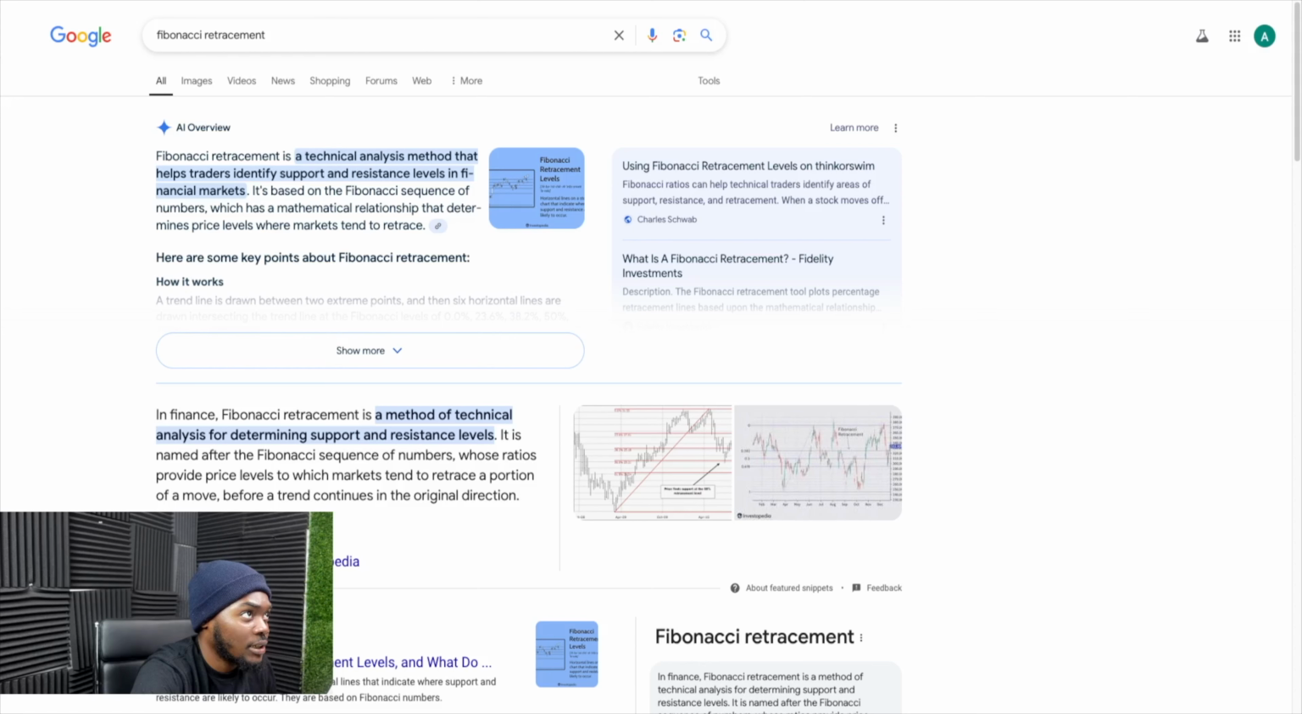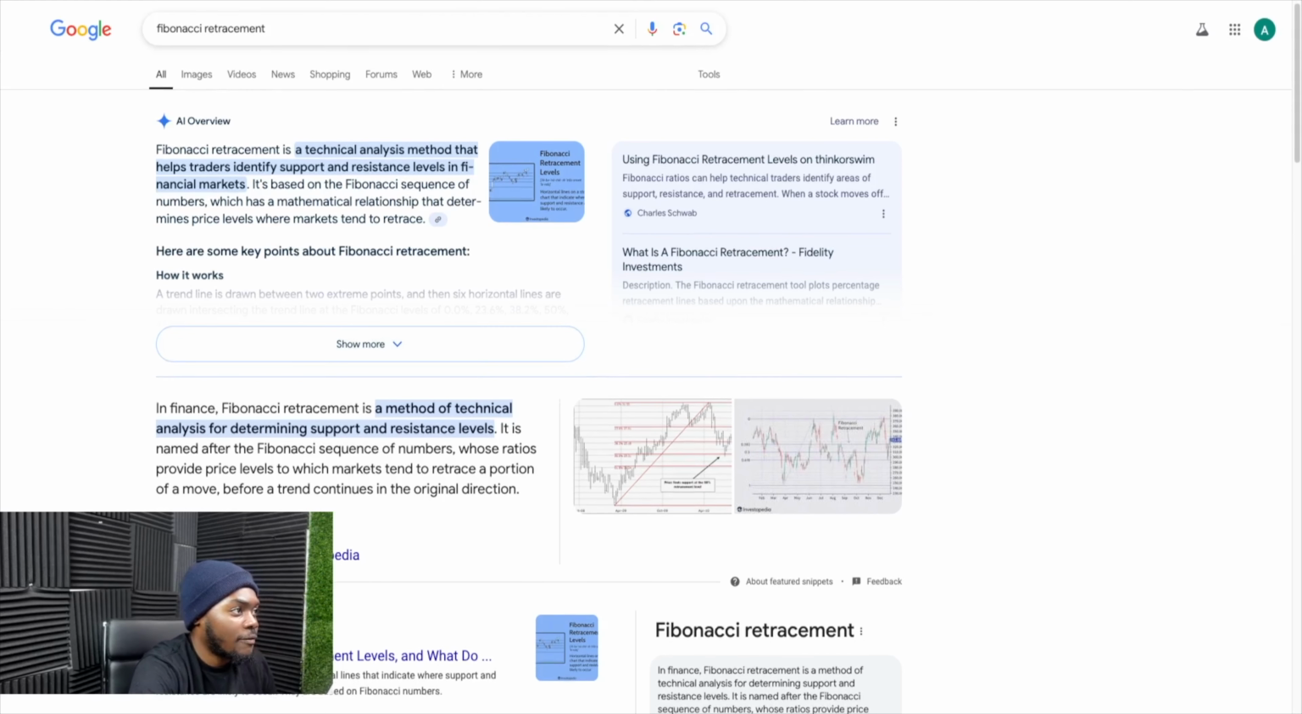If you just Google Fibonacci retracement, it basically says, in finance, Fibonacci retracement is a method of technical analysis for determining support and resistance levels. It is named after the Fibonacci sequence of numbers whose ratios provide price levels to which markets tend to retrace a portion of a move before a trend continues in the original direction. So what that basically means is Fibonacci is a sequence of numbers where you're looking and waiting for a price to retrace to. Fibonacci is mainly used in a trending market.